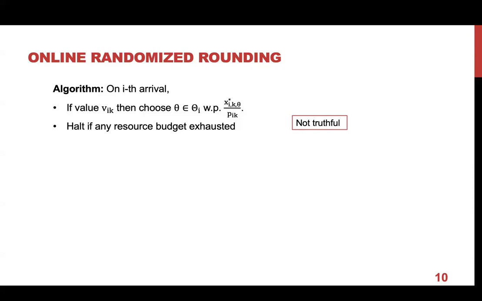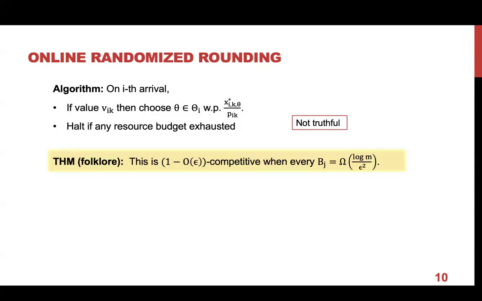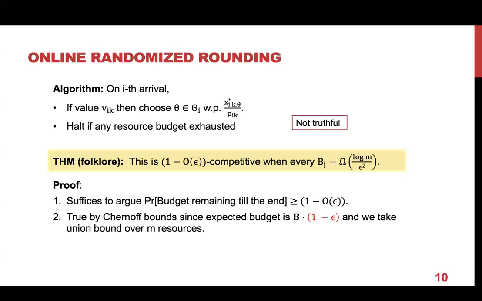But if you don't care about truthfulness, then this is a good algorithm. The claim is that this is already a 1 minus epsilon approximation, as long as your budgets are at least 1 over epsilon squared times log m. And why does this 1 over epsilon squared times log m come? Because log m you have to lose because you have to take a union bound over the m resources, and 1 over epsilon squared is just to absorb the standard deviation. So simply by Chernoff bounds, it suffices to argue that this algorithm works as long as your budget is not exhausted till the end. If you have resources available till the end, then any decision taken by this LP is going to be taken by your algorithm as well. Your algorithm does not halt early. And that happens as long as your budgets are available to the end.